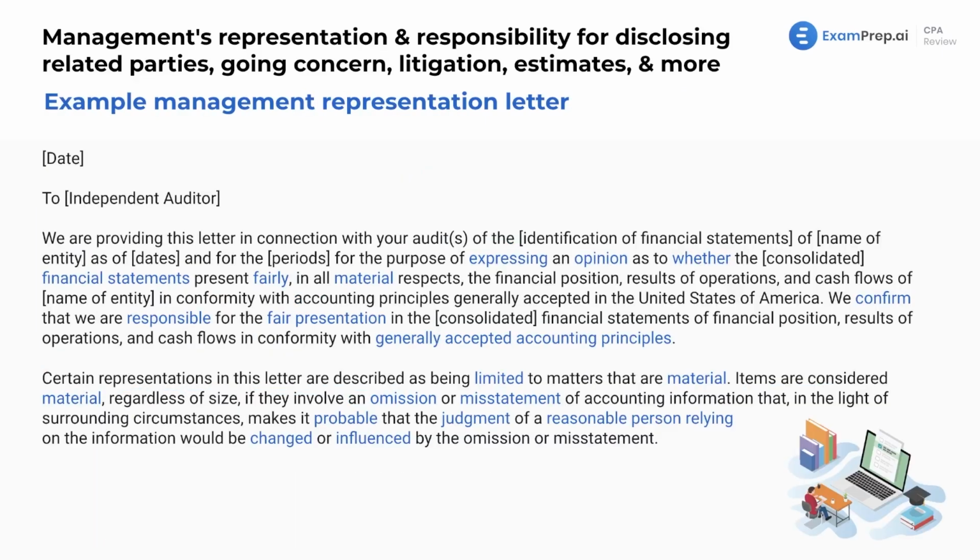All right, why not? Let's show you an example of a management letter. Now, I would just say what we saw as a bullet point summary. Make sure you're familiar with that. But yeah, take a read here.